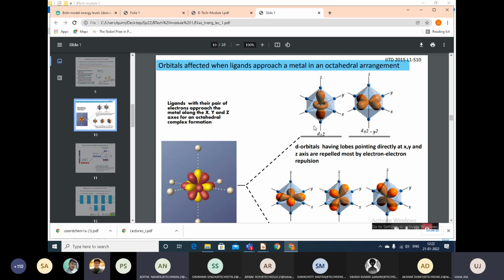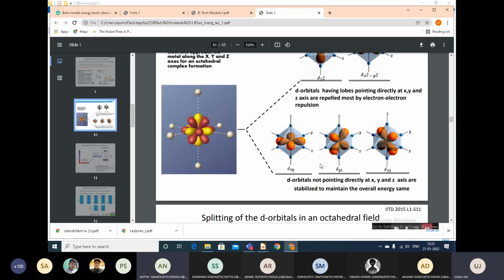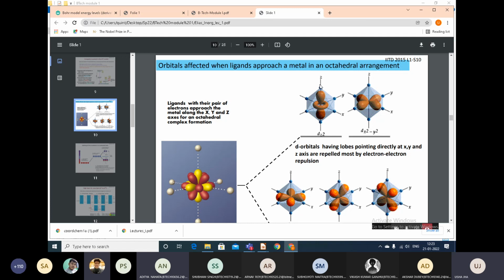Now what is going to happen is that the degeneracy is going to be lost. Here, this was degenerate at a lower energy level. As the ligands start approaching, the degeneracy disappears, and because of the 6 ligands, the spherical field that is formed because of the 6 ligands approaching, the energy of the d orbitals is increased. So it increases from the lower level to a high level. Still it is degenerate.